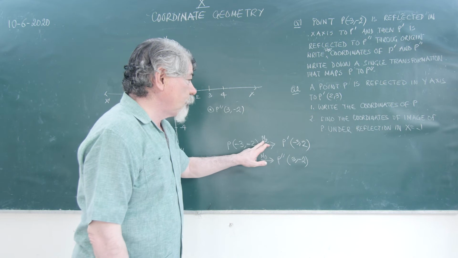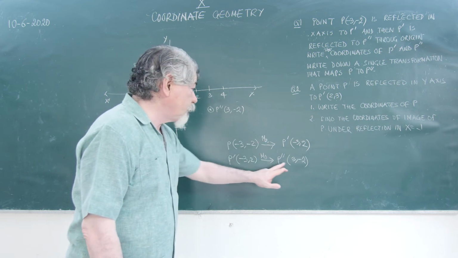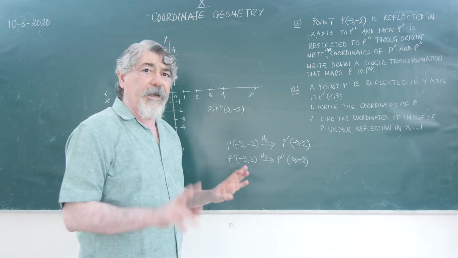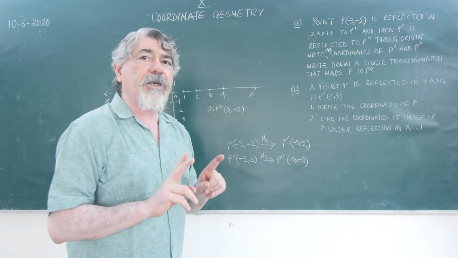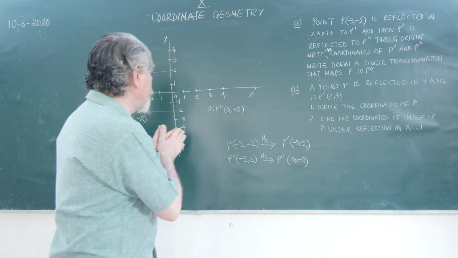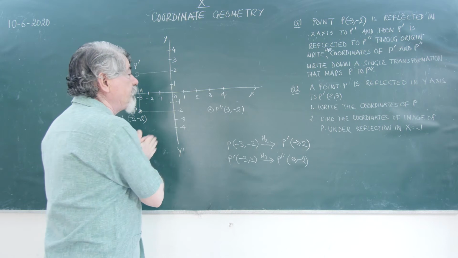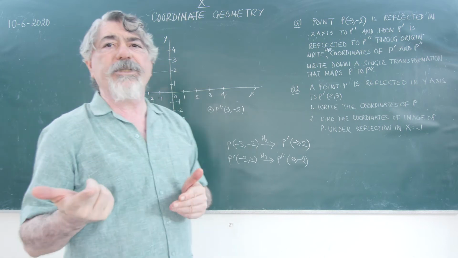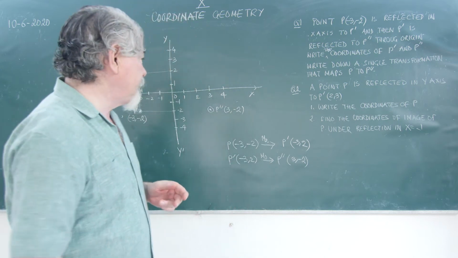P to P dash through x-axis, then P dash to P double dash through origin. I have done two transformations. But now what he wants is that you must get from P to P double dash through a single transformation. Now it is very simple.